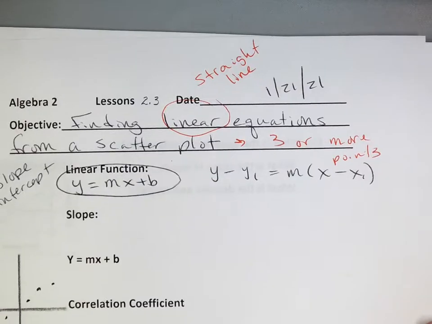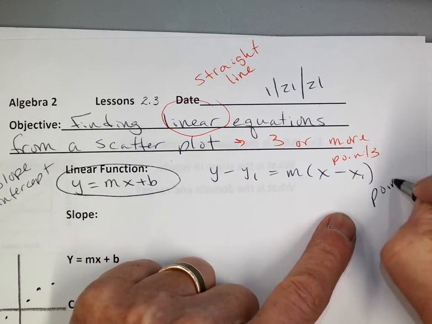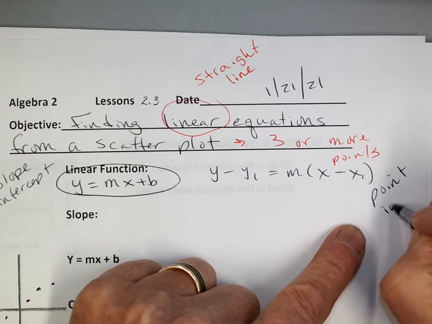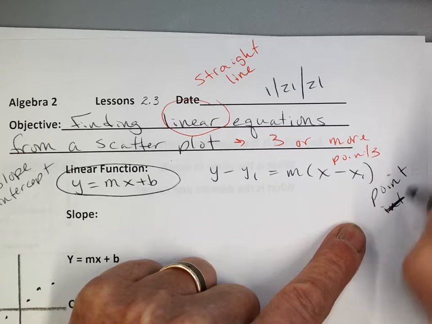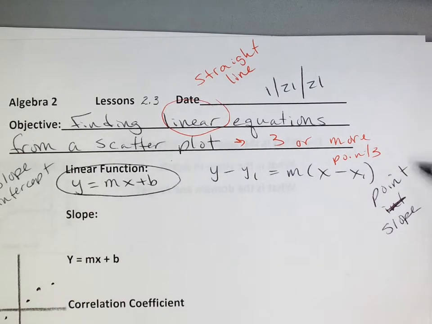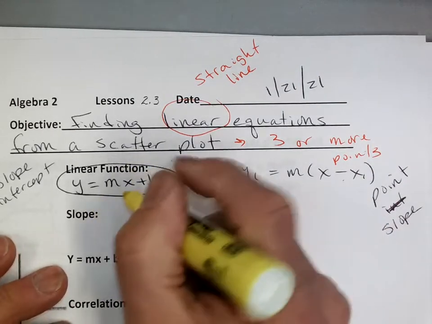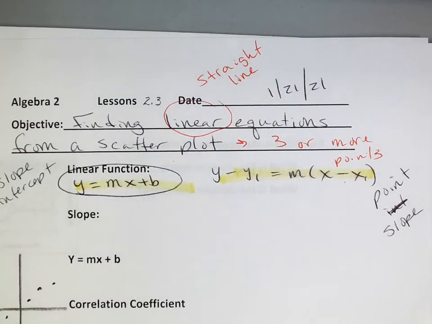A lot of kids don't like that one because it's long, but I like it because it's called the point slope form. If you have a point and a slope, then I like to use this one. Let me highlight these. Those are the two formulas. You can pick whichever one works.